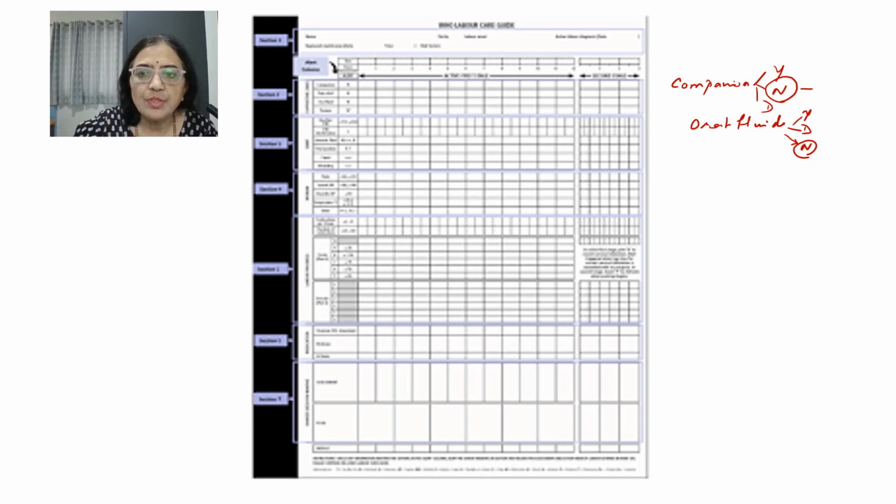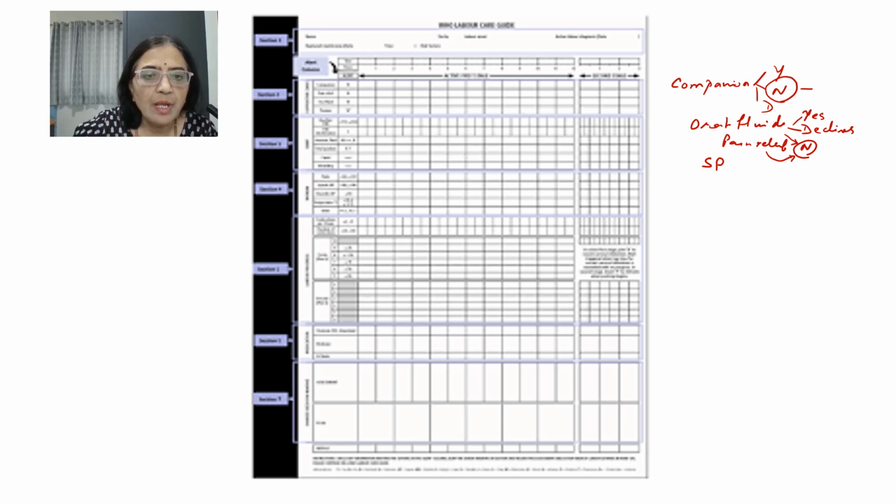For posture, it will be supine. That is the alert. Whereas pain relief is the same. Whether it is companion, oral fluids, or pain relief, for all these three it is either Y, D, or N. Y is yes, D is the patient doesn't want, so declines, and N is she wants but is not having, which will again be an alert. So this is about the supportive care.